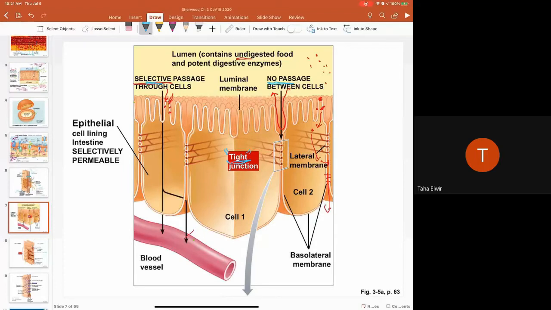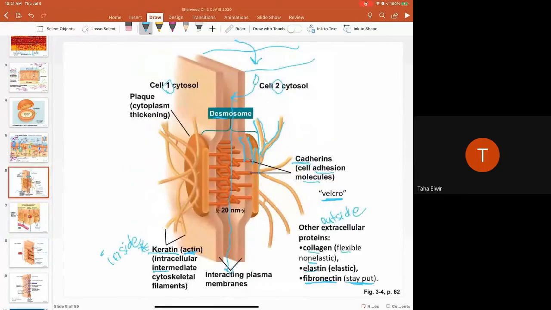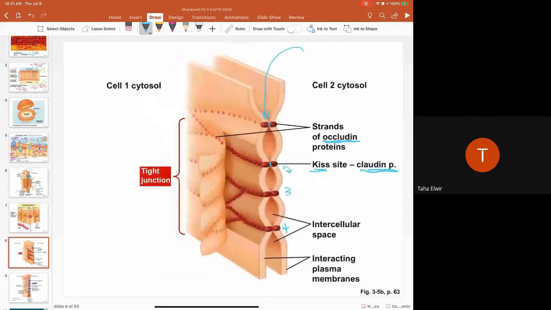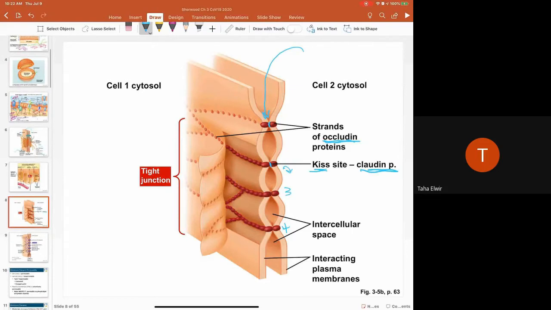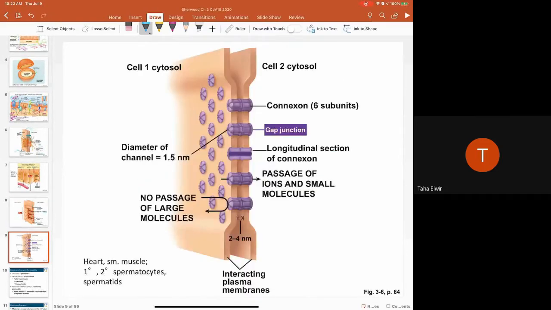The desmosomal attachment, if that was all you had, there's no selectivity. This stuff can go right through the lateral membrane passageway and into your body. So tight junctions force selective uptake, and these next junctions are called gap junctions.